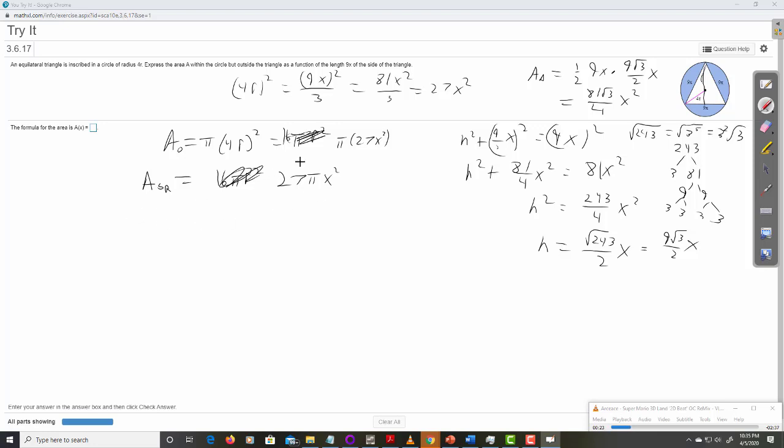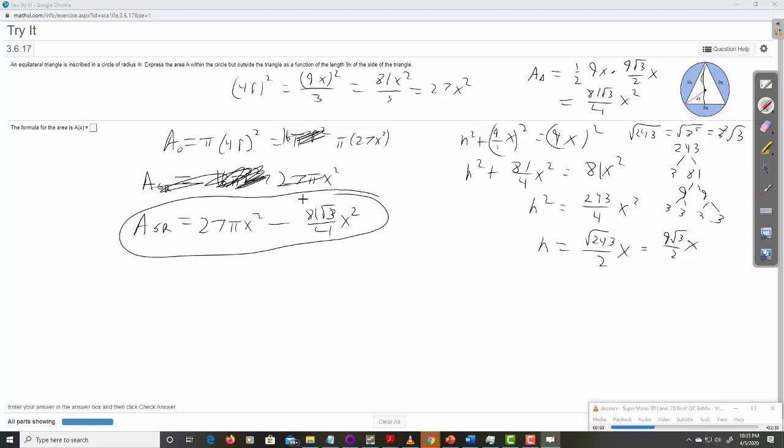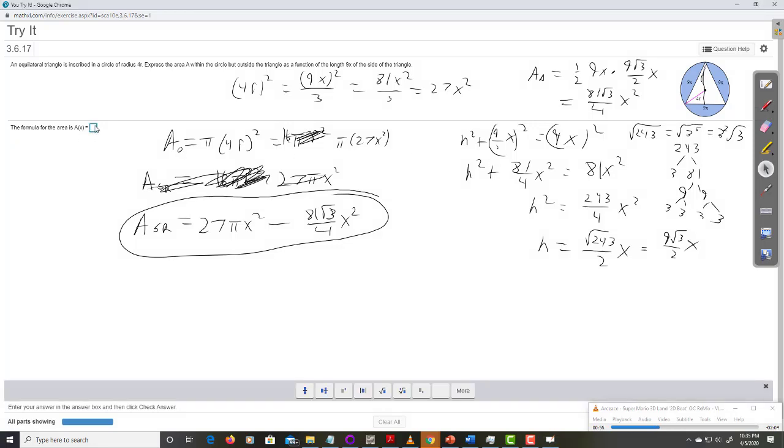So then, area of the shaded region is 27 pi x squared minus 81 square root of 3 over 4 x squared. And there we go. Probably the hardest problem in the semester. It's not for the faint of heart, but we got it done.